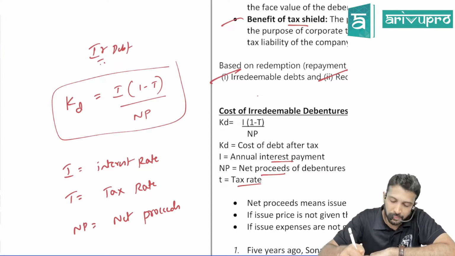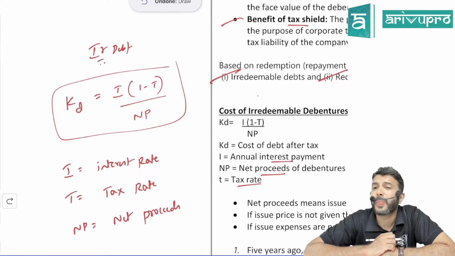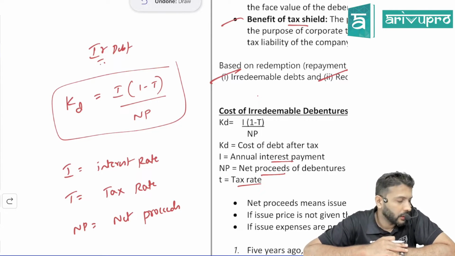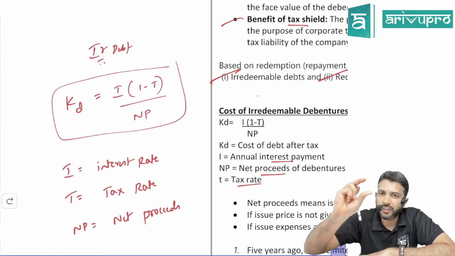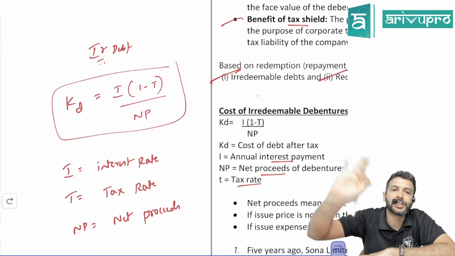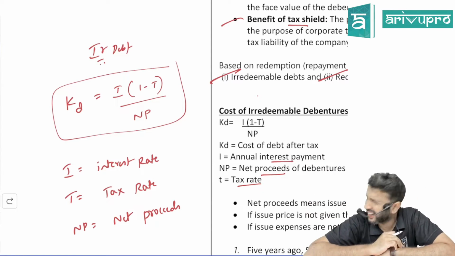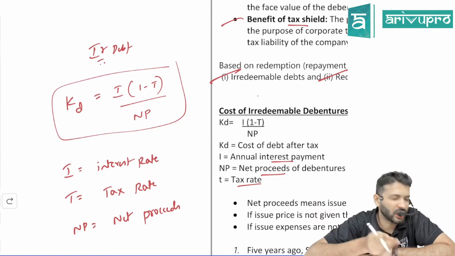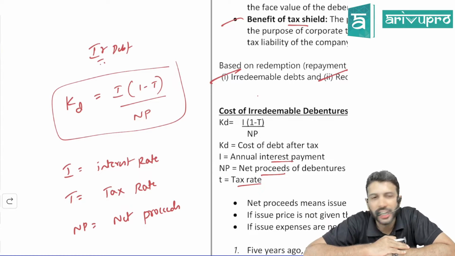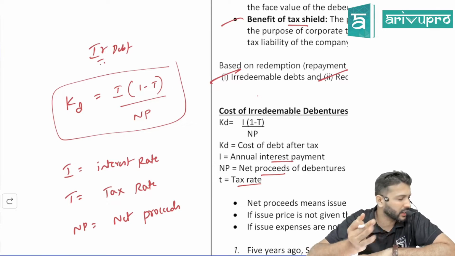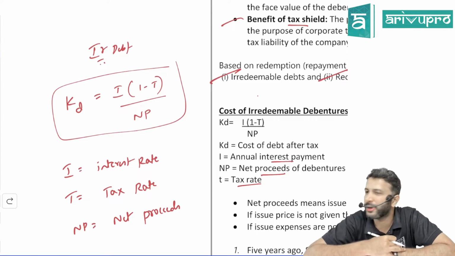If it is irredeemable, what does that mean, sir? First of all, irredeemable means we do not have any fixed maturity period or no maturity period, meaning it will go on forever. Very, very rare. But again, these are all only for the sake of books and for the sake of marks. Practically, nobody will be ready to subscribe to irredeemable debt.